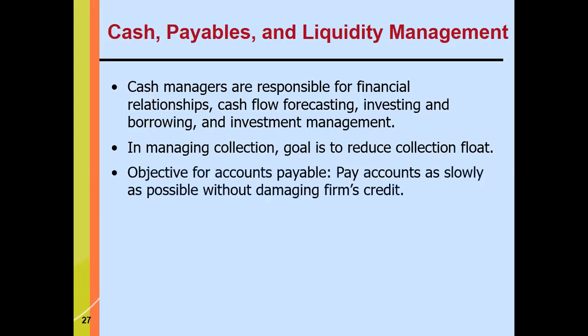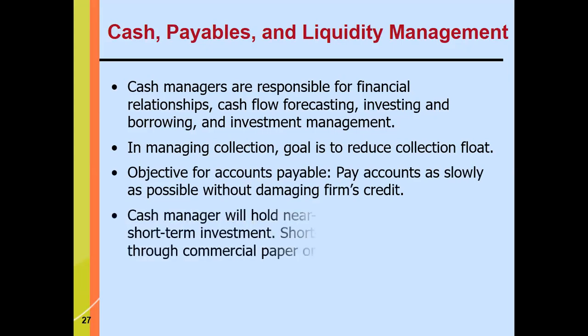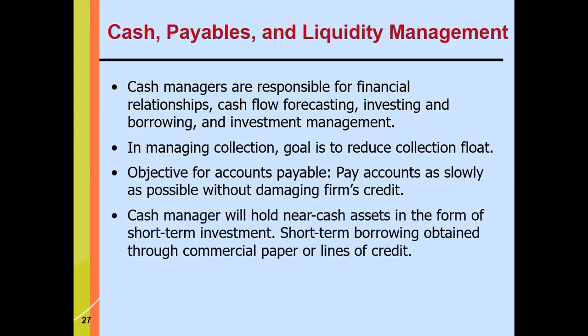Then the objective for accounts payable is that we are going to delay our respective payments, but without damaging the firm's reputation and credibility in the financial community or in the business world. So no additional surcharges, no additional penalties or payments if we delay. Then the cash manager will hold near cash assets in the form of short-term investments. Short-term borrowing is obtained through commercial paper or lines of credit. We've mentioned that already. And that will be all for our discussions.